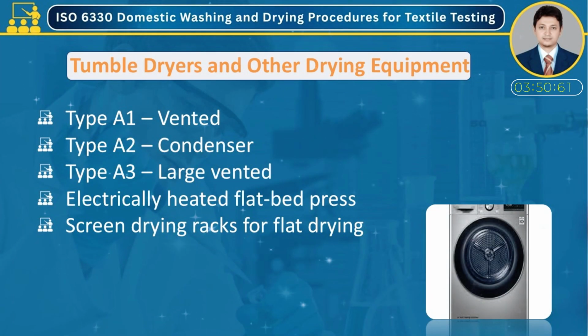Tumble dryers and other drying equipment. Tumble dryers are classified into 3 main types, each with distinct heating and moisture control characteristics. The method also allows the use of flatbed presses and drying racks when required. All drying devices must comply with the performance parameters specified in the standard.